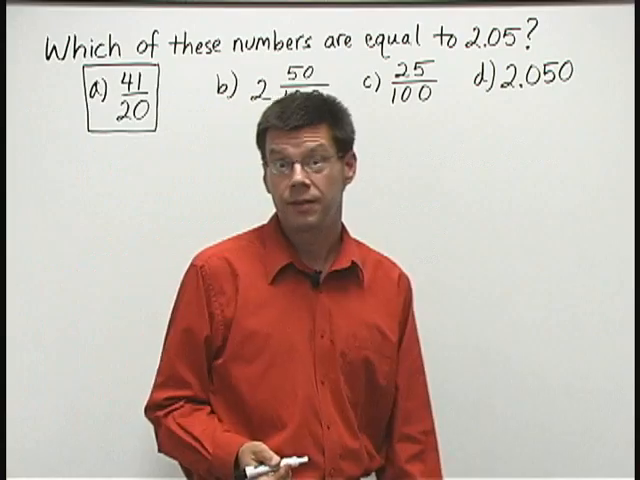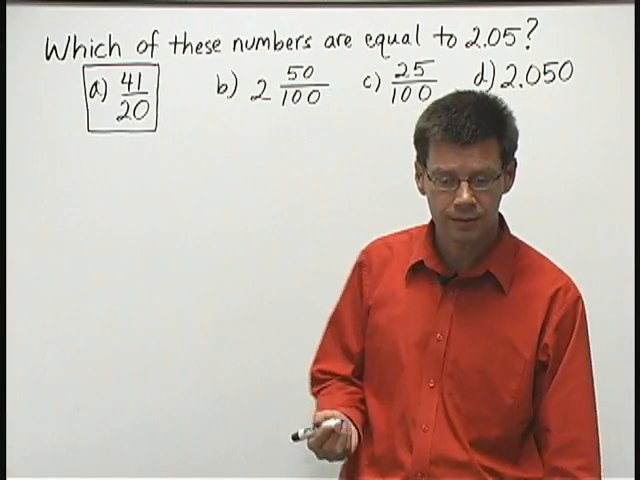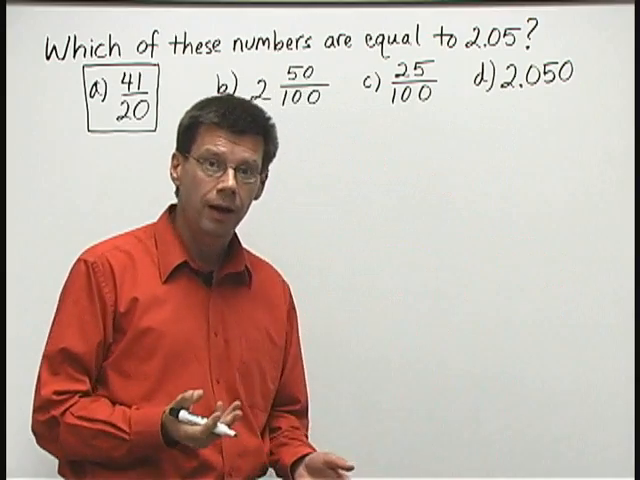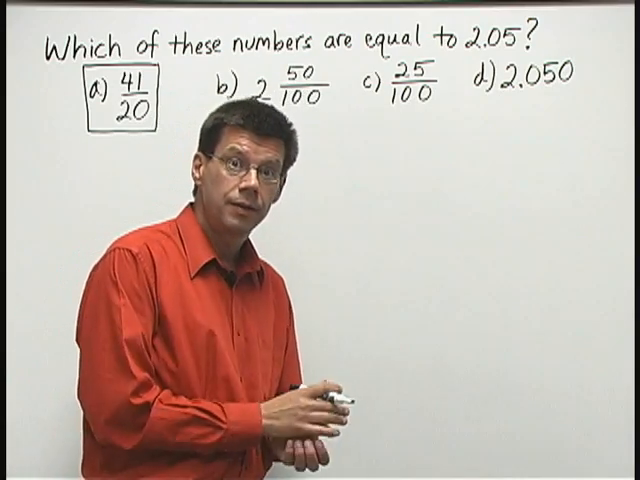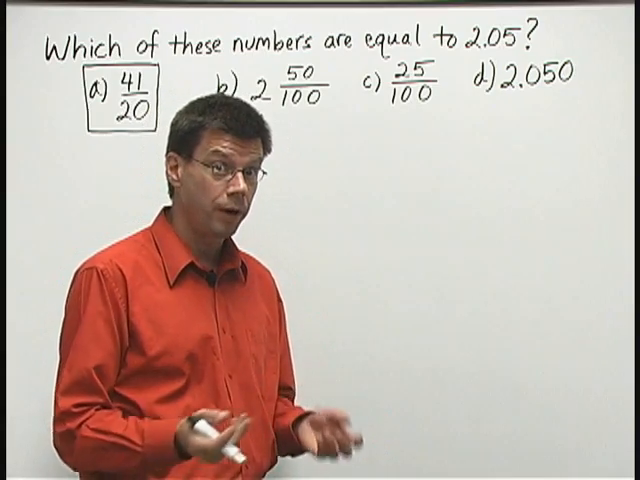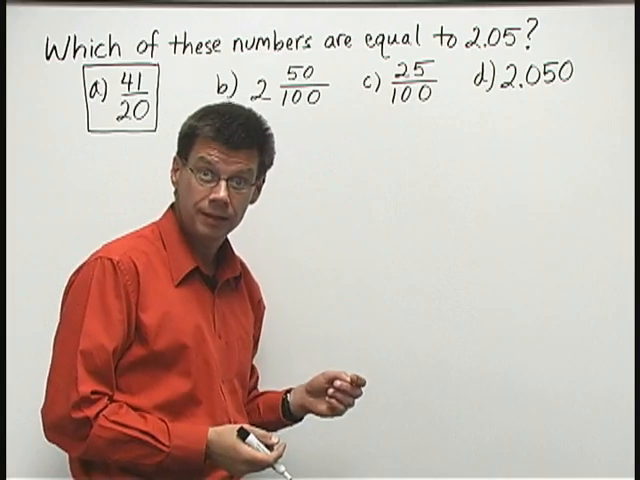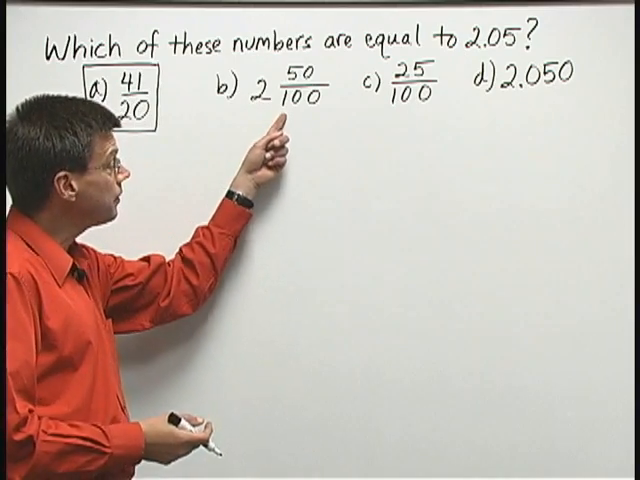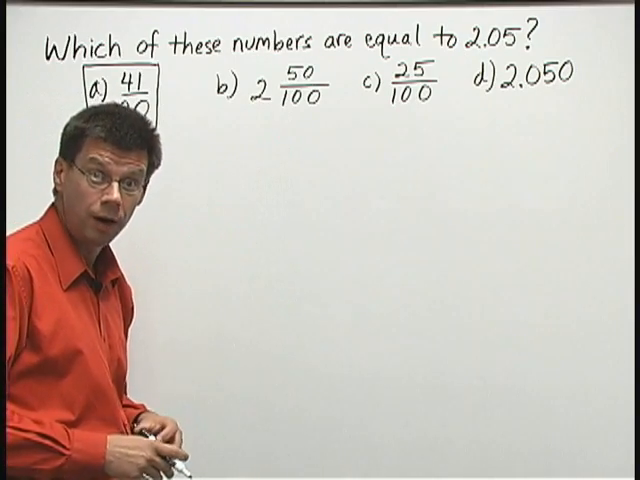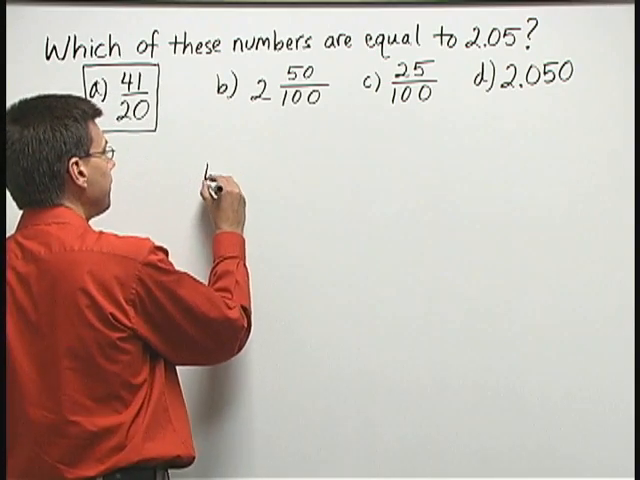Now let's take a look at the second number in our list here, 2 50/100ths. Again, we've got to decide if we want to write this in fraction form or decimal form, both numbers one way or the other. 2.05 is already decimal. I think it's easiest here to convert 2 50/100ths to decimal form. Let's go ahead and do that.